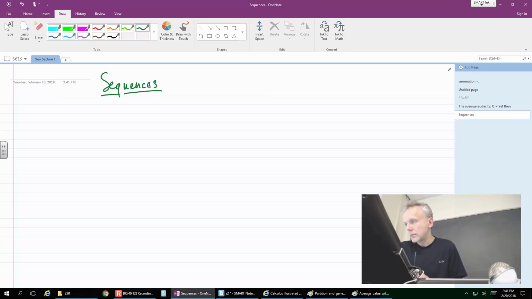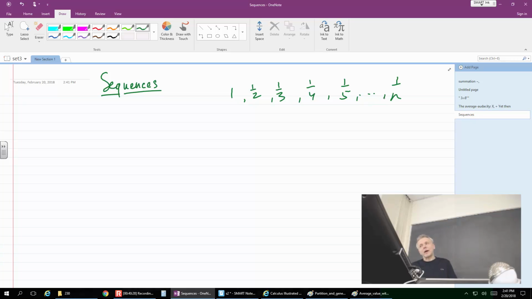So let me just give you an idea of what I'm talking about. Say, I don't know, 1, 1/2, 1/3, 1/4, 1/5, up to 1/n. Okay, so that is a typical example of a sequence. That is a finite sequence, so it has n elements, n numbers arranged in a row. That's what a sequence is. You could have an infinite sequence if you keep going.